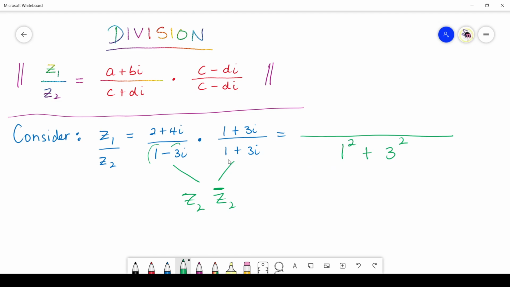Unfortunately for the top though, we do have to perform that long expansion of brackets. So let's go. 2 multiplied by 1 gives us 2. 2 multiplied by positive 3i gives us plus 3 2s is 6i. Then 4i multiplied by 1 gives us plus 4i. And then finally, positive 4i multiplied by positive 3i gives us positive 4 3s are 12i squared.